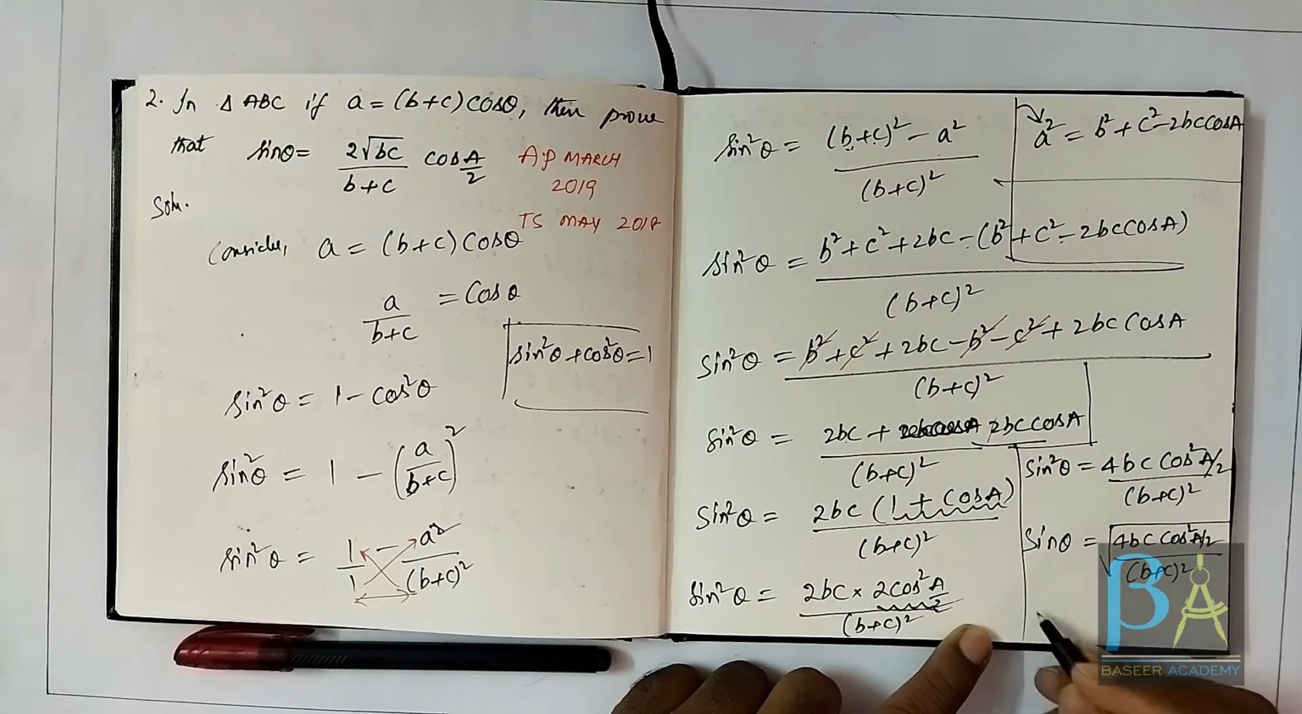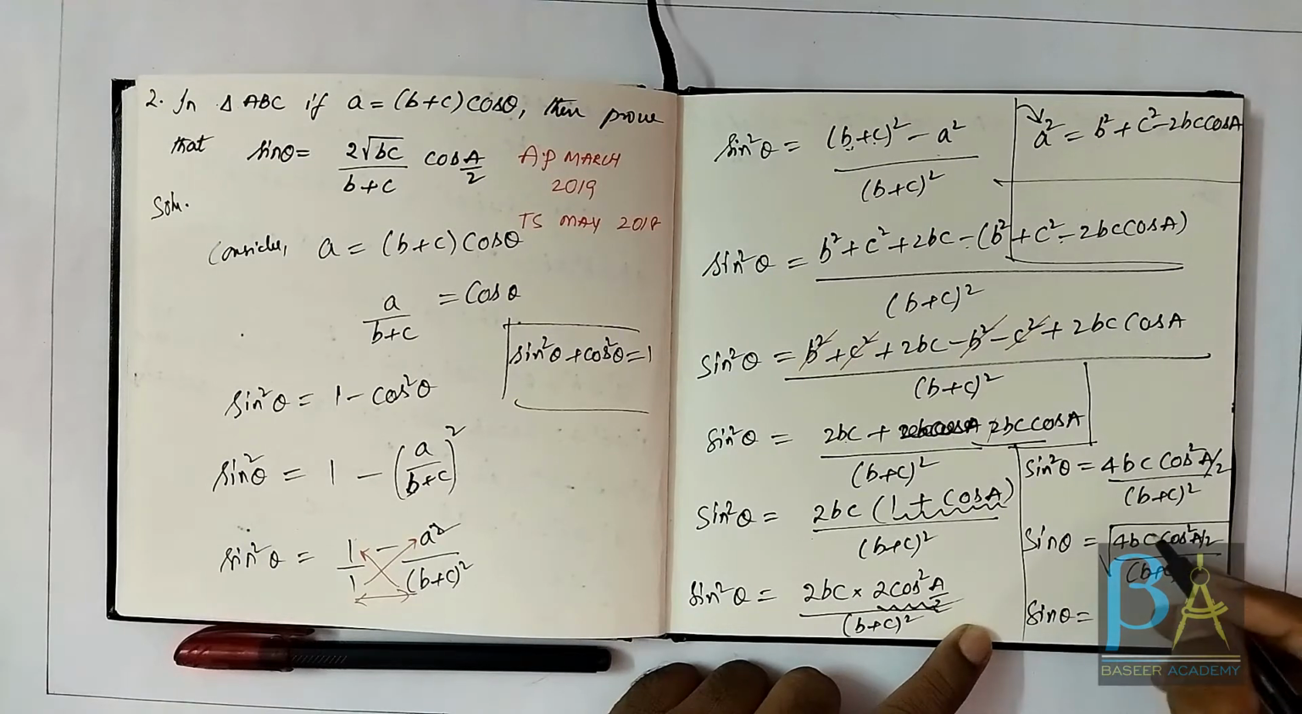Now what happens? Sine theta is going to be, root goes to all these terms. Root 4 is 2 itself, root BC, under root BC as it is. When root goes to cos square A by 2, the square and square root cancel out and then I'm left with cos A by 2. And then when square root goes to B plus C whole square, again square and square root cancel out and then I'm left with B plus C.